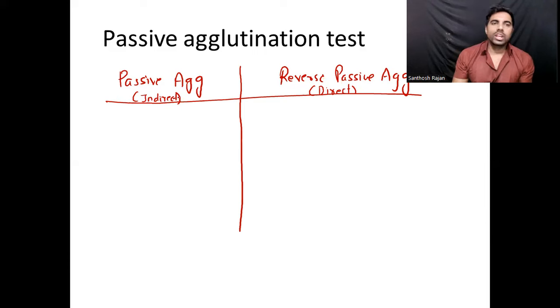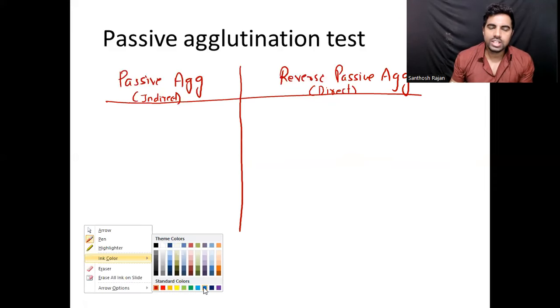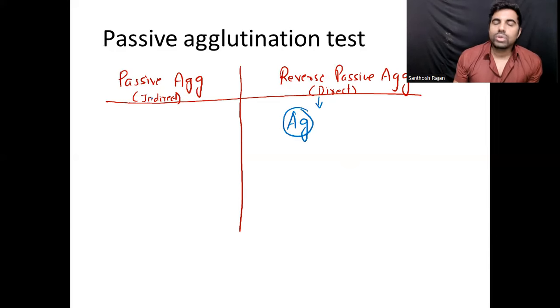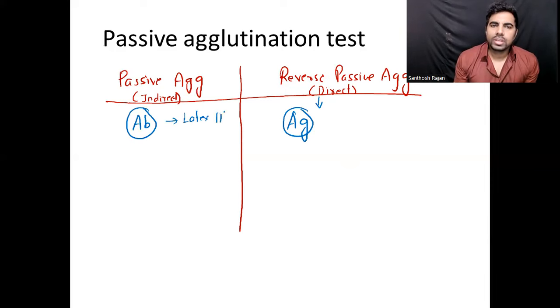So whenever there is a direct test, you always detect what? Please remember, this question will be asked. Direct means you are detecting the antigen. When you talk about indirect, it is always detecting the antibody. You detect the antibody using latex or RBC coated with the antigen.